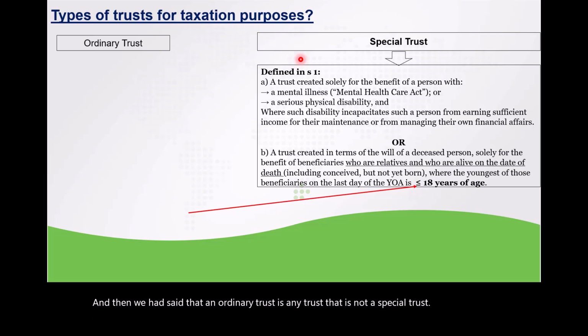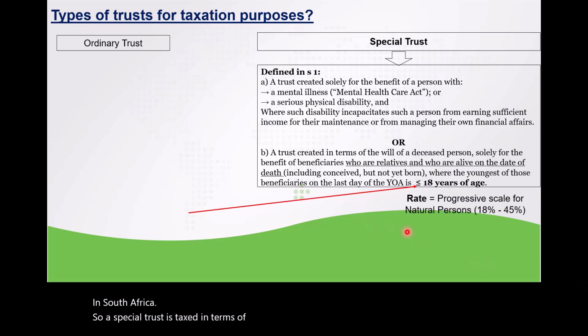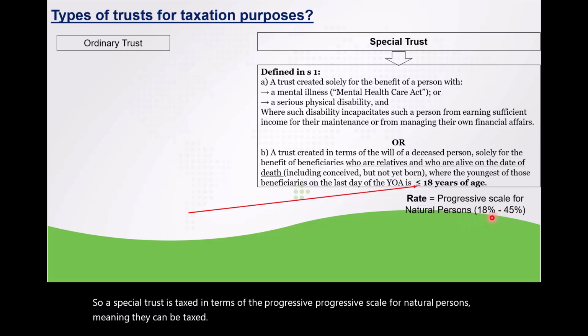All right. So now let's look at how these types of trusts are taxed in South Africa. A special trust is taxed in terms of the progressive scale for natural persons, meaning it can be taxed based on the amount of income that is generated, which can range between 18 and 45%.